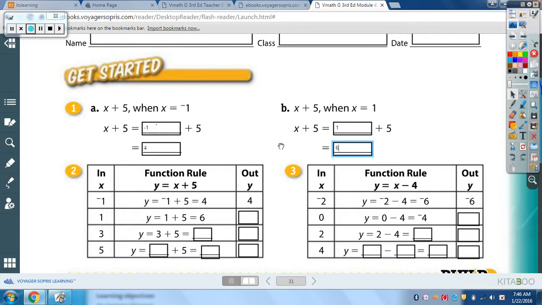Now let's look at problem 2. What can we do with this type of information? Look at the function y equals x plus 5 in the table in problem 2. A function rule is an equation that shows how an input value x and an output value y are related. The variable that represents the input value is called the independent variable of the function rule. The variable that represents the output value is called the dependent variable of the function rule.